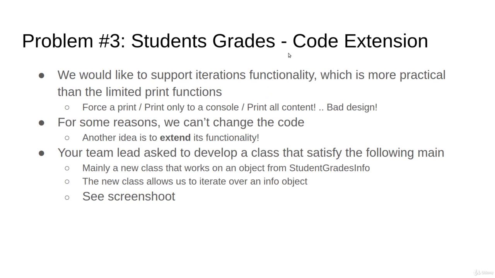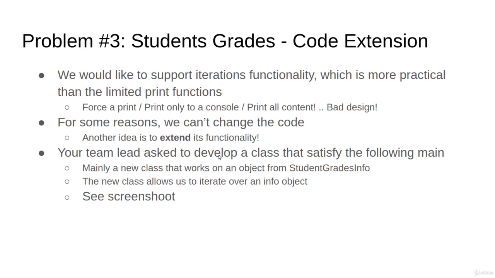In the third problem, we would like to make a code extension for the previous code. Specifically, we would like to provide some iteration functionality to the code. Why? Because the current code is limited in printing. It forces a print, and it prints to the console, and it prints all the content. And this is a very bad design. For some reasons, we cannot change the previous code. So one idea is to extend it.